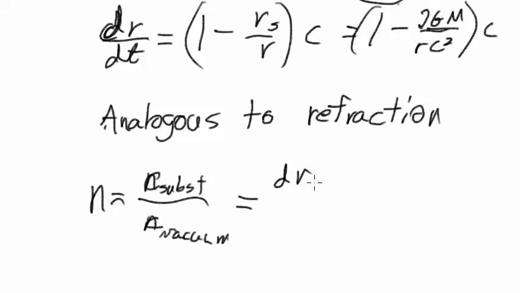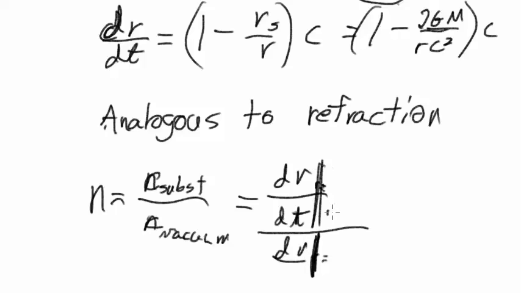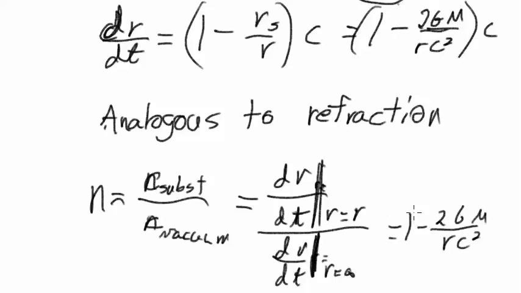dr dt at r compared to dr dt at r equals infinity. So it just comes out to be 1 minus 2GM over rc squared. And because this will be just c.